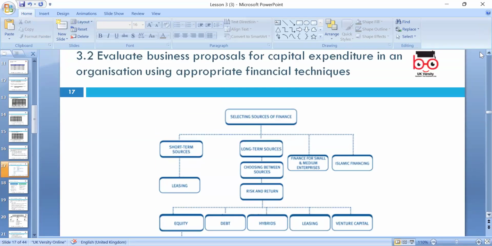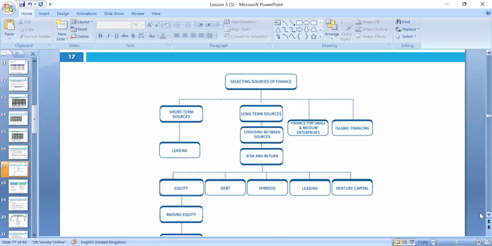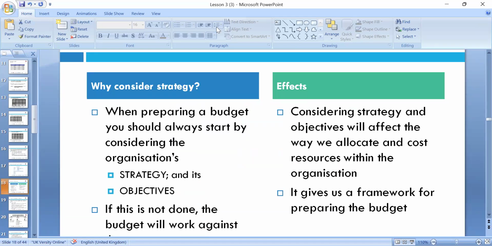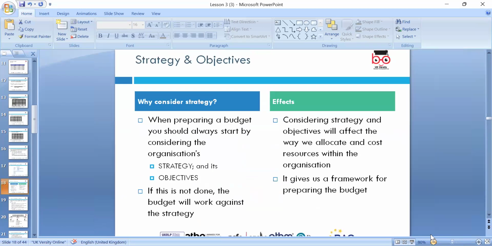Okay, next we have 3.2, evaluate the business proposal of capital expenditure. So you have to appraise first, look around which one is the best, and then look around the sources of finance, where the money will come from. You do the leasing, you do the equity. Debt is better than equity. Debt is cheaper than equity, because with equity, the shares are the investment, but the shareholders expect a return of more than, let's say, 10%.